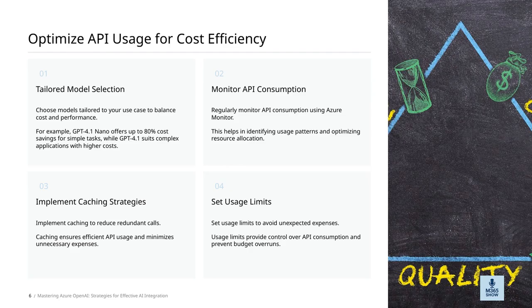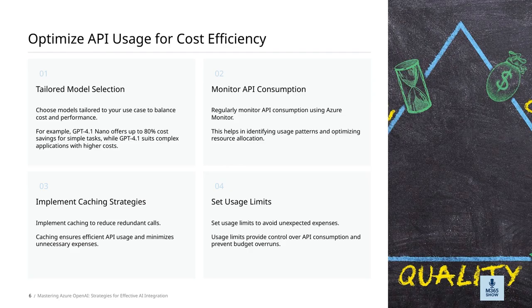Next, implementing caching strategies can significantly reduce redundant calls. When you cache responses, you're avoiding unnecessary API requests, which not only saves money, but also makes your system more efficient. Monitoring your API consumption regularly is equally important. Using tools like Azure Monitor allows you to spot usage patterns, identify areas where you might be overspending, and adjust accordingly to optimize your resource allocation.